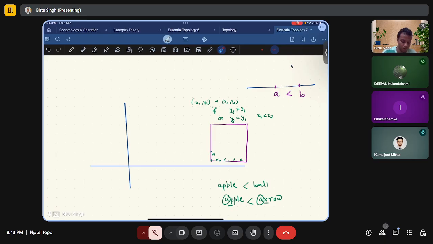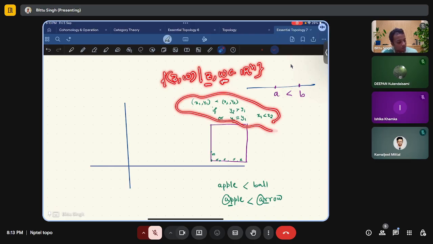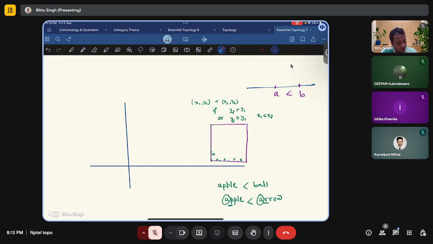Is it clear that we generate the topology by this basis where z, w belong to some Rn? z and w are both elements of Rn. So here I was giving an example of the dictionary topology on R2, but you can generalize this fact for Rn. For Rn there will be more conditions.